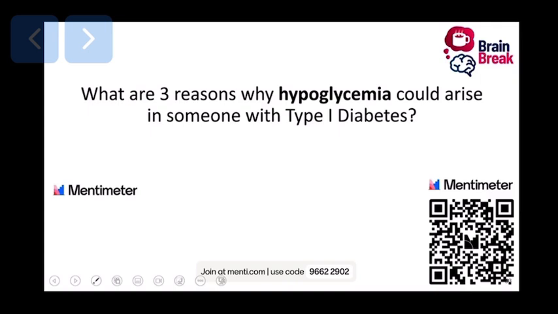Can you think of maybe two more? When you think about some of these pathways, some of the biochemistry, see if you can come up with two more ideas of why hypoglycemia might arise.